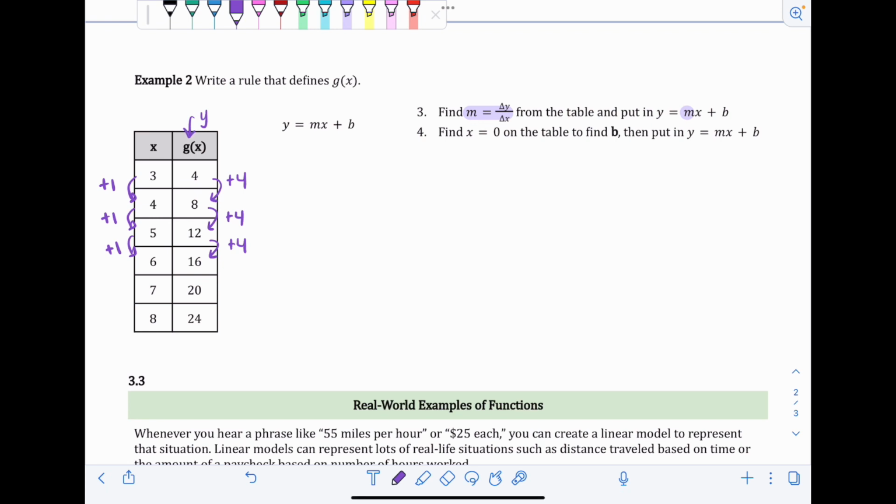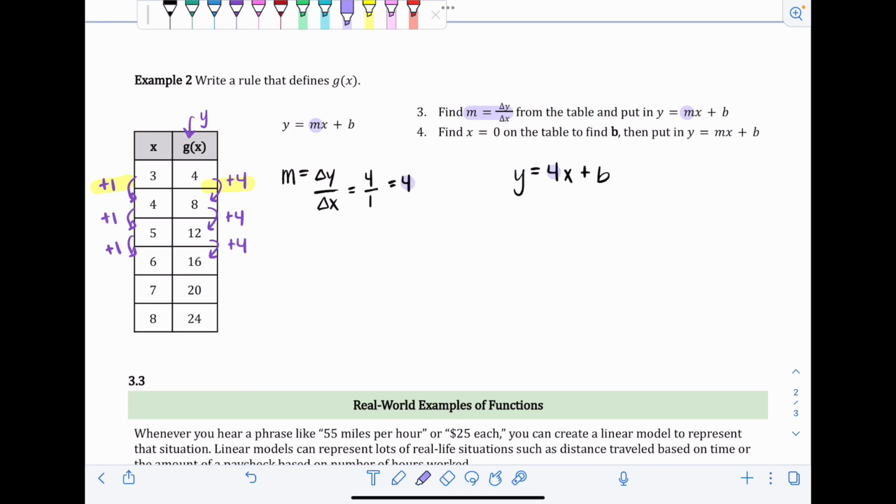So the change in y is we're going up 4, while the change in x is we're going up 1. So m equals the change in y over the change in x. The change in y was that we were going up 4. The change in x is that we were going up 1. So it'd be 4 over 1, or just 4, for the slope. So we're going to go ahead and put that in for m. So it'd be y equals 4x and then plus b.